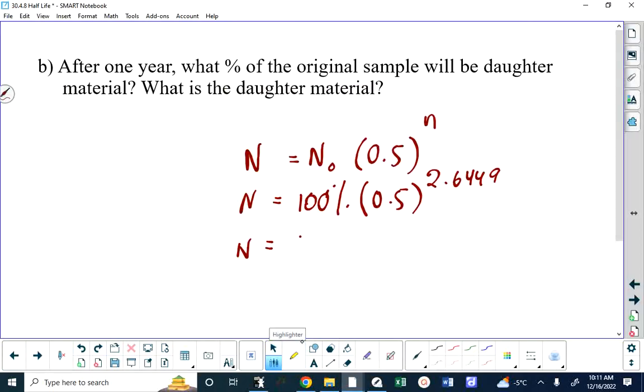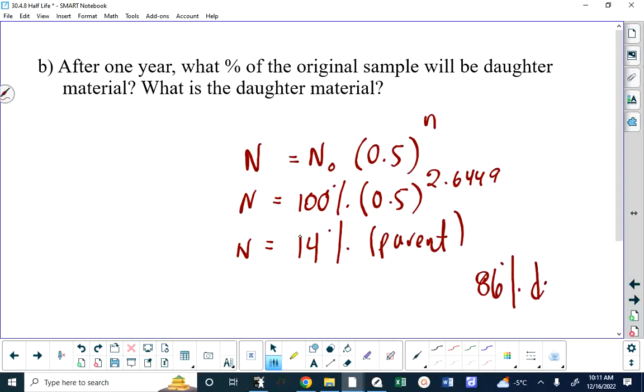So if this is, I'm going to say 14%, this is the parent, then the other 86% must be the daughter. 86%, of course, being the number that when added to 14 gives you 100.